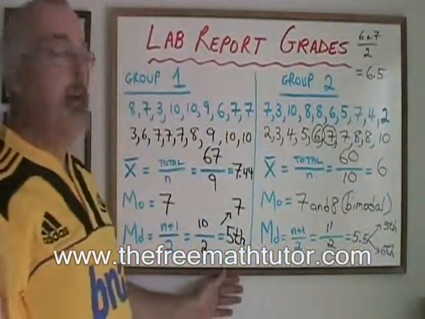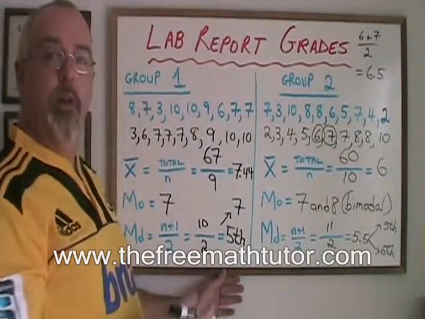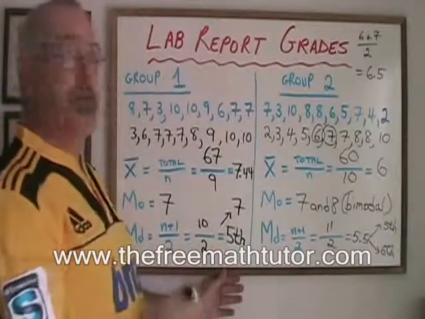Our median is 6.5. This is how we find the mean, the mode, and the median for a group of values in a data distribution.